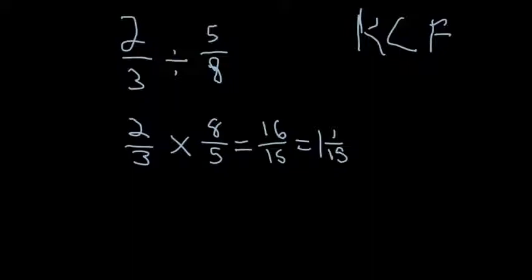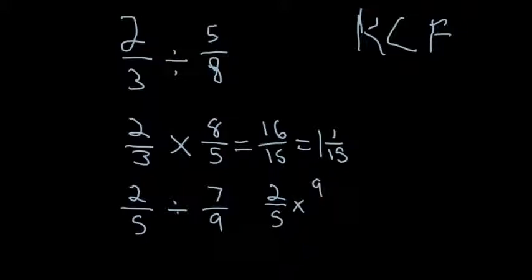So let's do another one of those. So let's say I have 2/5 divided by 7/9. So I do keep, change, flip. Keep that first one as 2/5. Change it to multiplication and flip 7/9 to be 9/7. Nothing to reduce. So 2 times 9 is 18. 5 times 7 is 35. And that's my final answer because there's nothing to reduce and it's not improper.